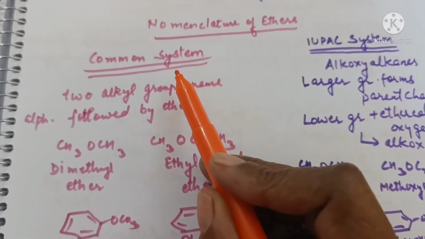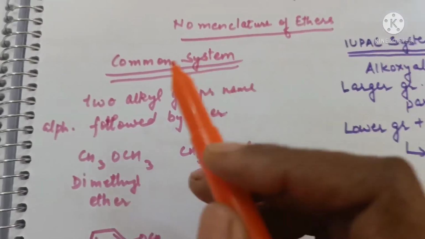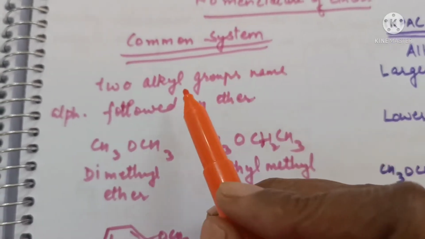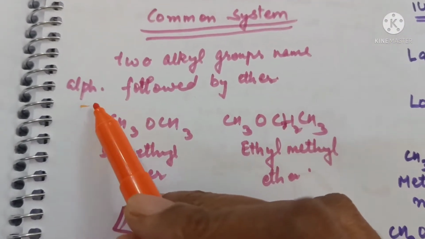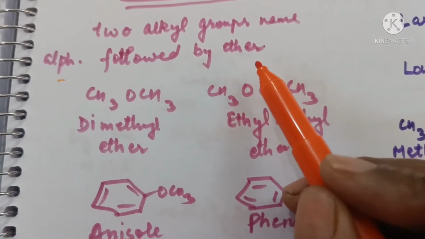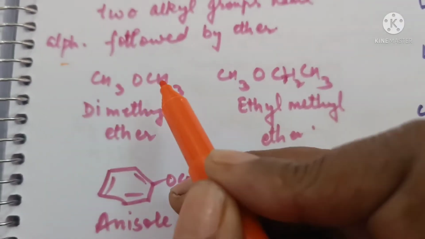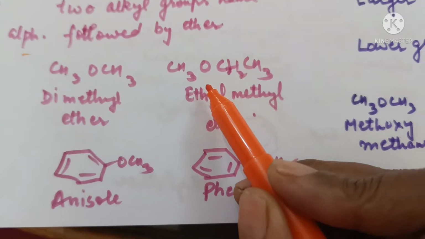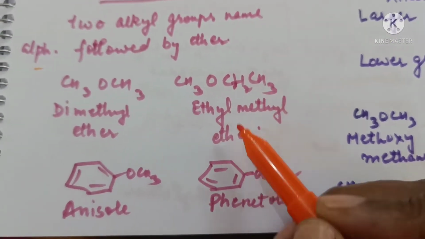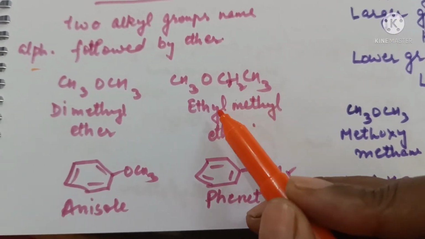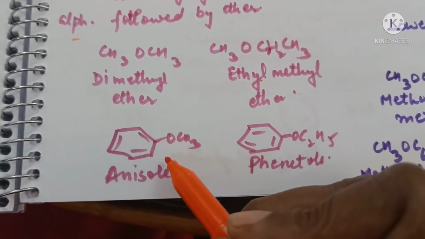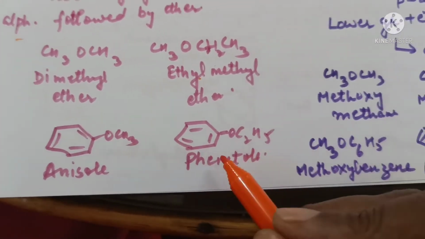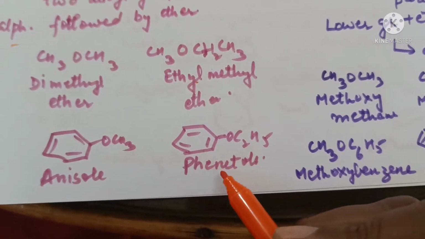Nomenclature of ethers. We can name the ethers according to two systems. According to the common system, the two alkyl groups are named alphabetically followed by the suffix ether. So this will be dimethyl ether. This will be ethyl methyl ether. As E comes first, it is named first. Then this compound, the common name is anisole, and this one is called phenetole.